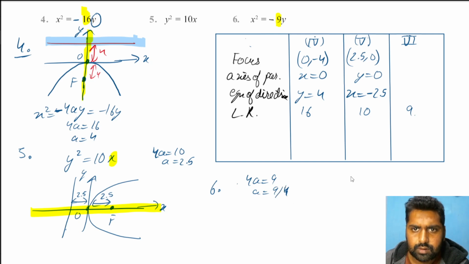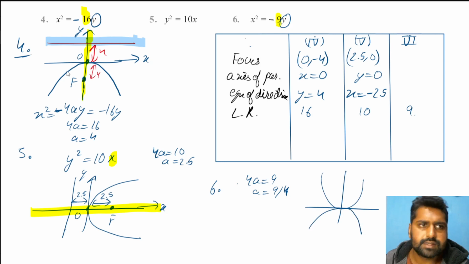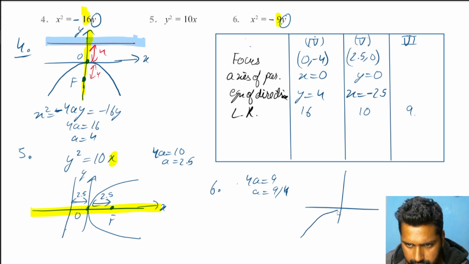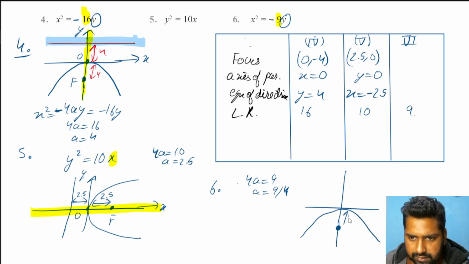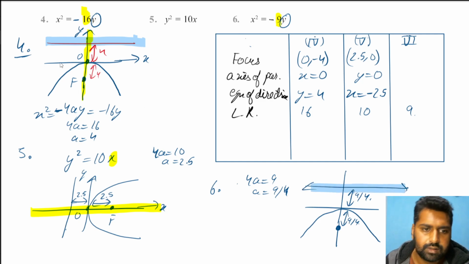Power is 1 for y, so it will be drawn on the y-axis. So either it will be like this or it will be like this. Because it is negative, it will be drawn below like this. The focus will be at a distance of 9 by 4. The directrix will be above at a distance of 9 by 4, and it will be drawn like this. This will be the directrix.